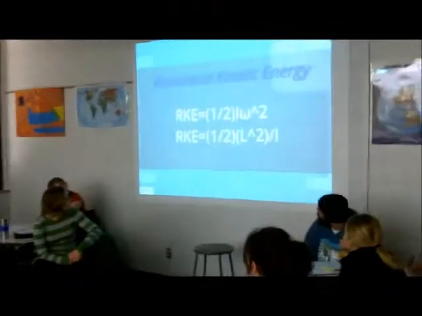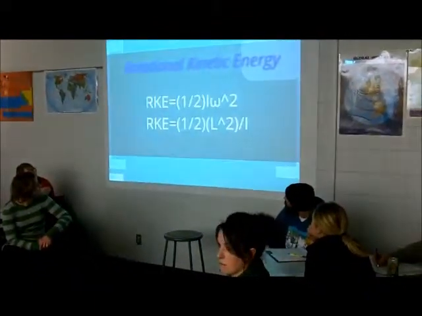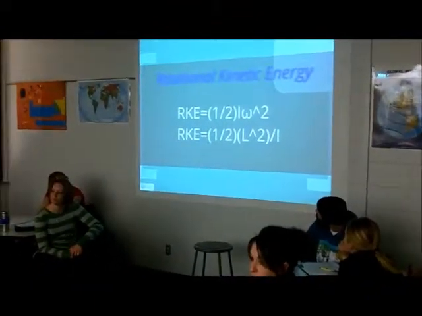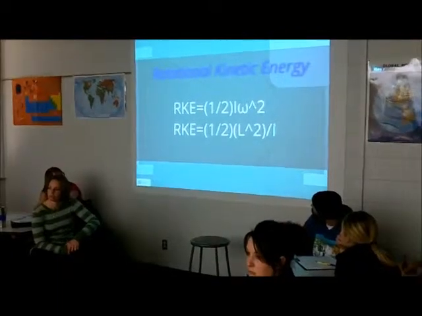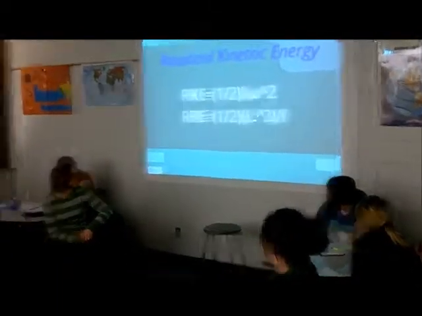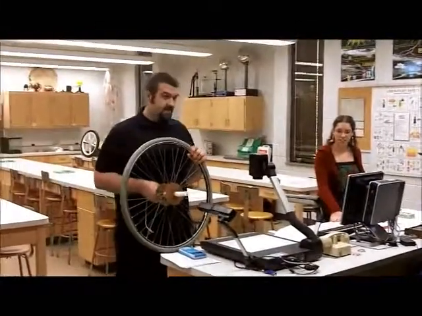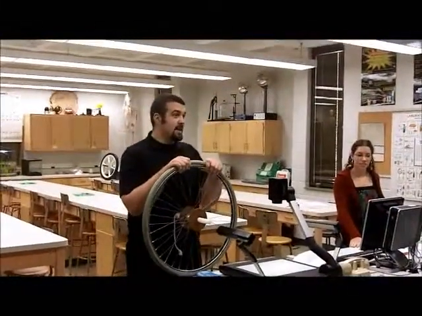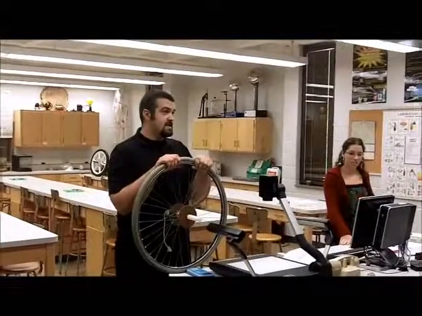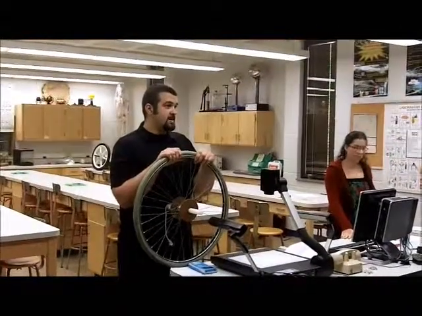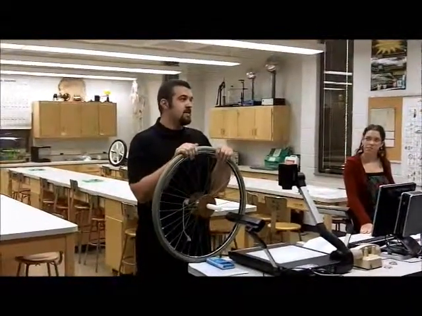Also, energy is a scalar quantity. It is not a vector quantity. So it doesn't matter what direction it's spinning, it has just a positive energy. These are the two equations we have. As you can see, that's why rotational kinetic energy is always positive. One half is positive, I is always positive, and any number squared, as long as it's a real number, will be positive.